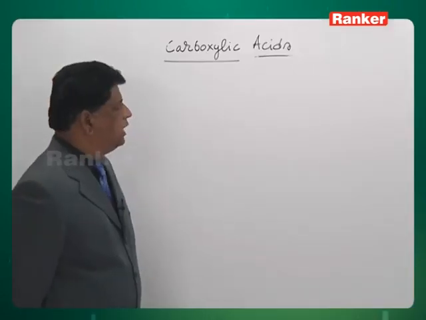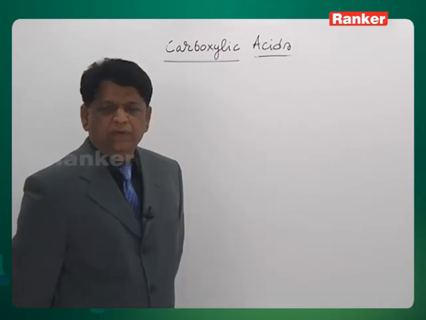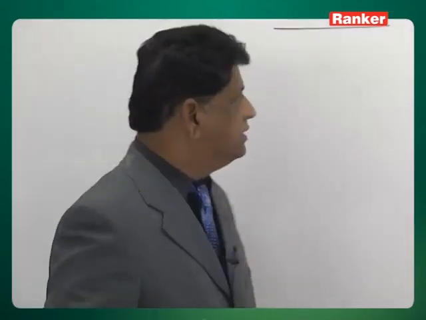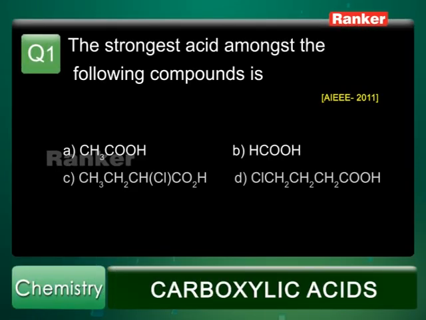So let's go and discuss some questions from the IIT JEE. The recent question, a 2011 question, is the first question. The strongest acid among the following compounds. So he wants the compound with the highest acidity. Options are given as acetic acid is the first option, formic acid is second option. If A and B are there, definitely B is the stronger acid.